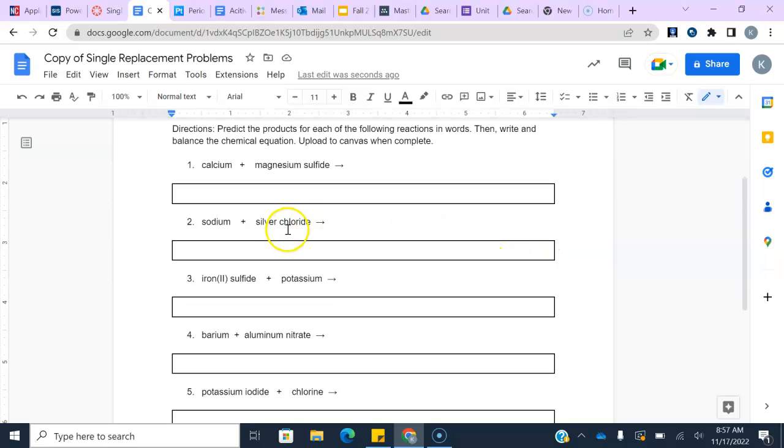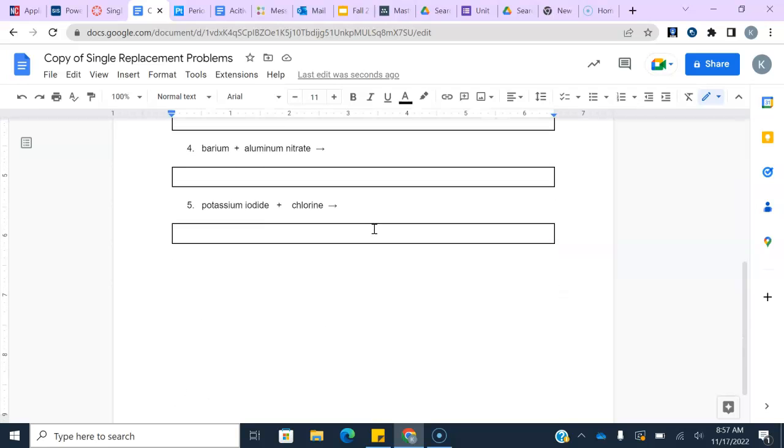So again, 2 and 3 are very similar to number 1. They're already balanced. So if you get to the end and they're not balanced, that means that your products are not correct. But I'm seeing a lot of mistakes with 4 and 5, so I'm going to do that here as well.